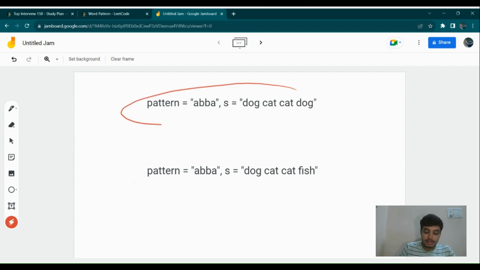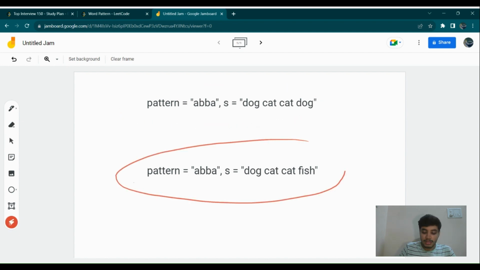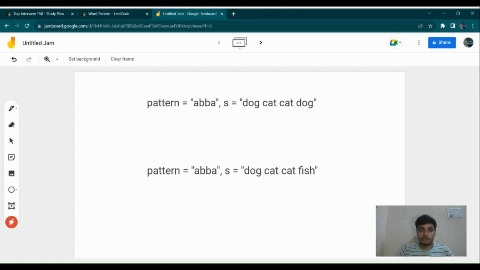So here I have taken the examples from our question, and using these examples, what we are going to do is first understand the question, that what is happening in these questions, and we are also going to formulate the algorithm using these examples. Now let's understand the examples first.